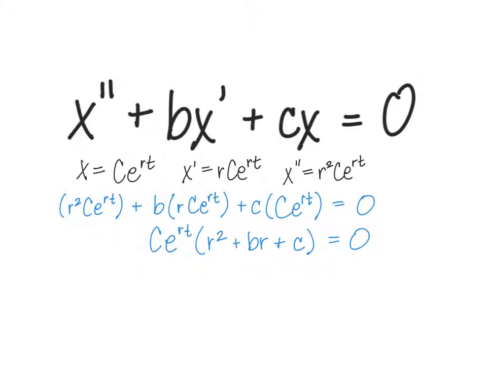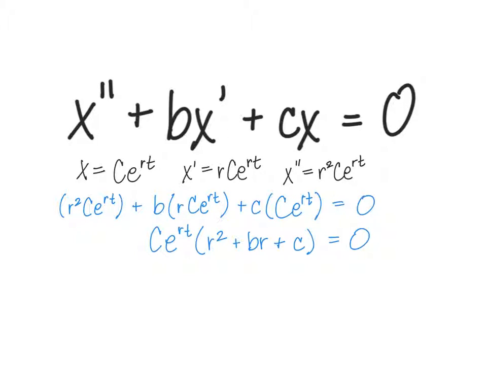Well, the exponential is never going to be 0. Exponential functions are never 0. The only place where 0 could possibly come up is in this little term right here, r squared plus br plus c, known as the characteristic equation. And so the characteristic equation and a hunt for its roots is the central idea behind solving these types of differential equations. We want to know under what circumstances will this whole thing be equal to 0. And so asking what the roots are of the characteristic equation becomes our new significant question.